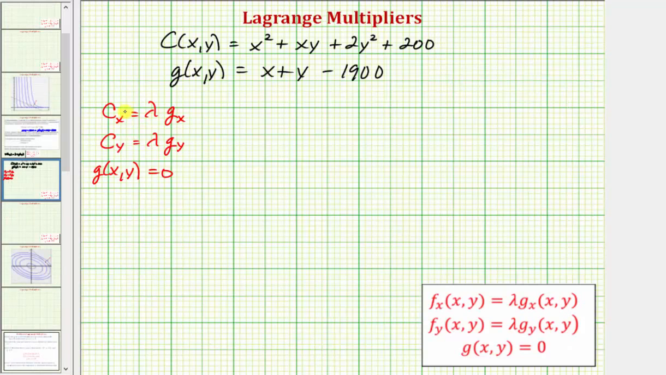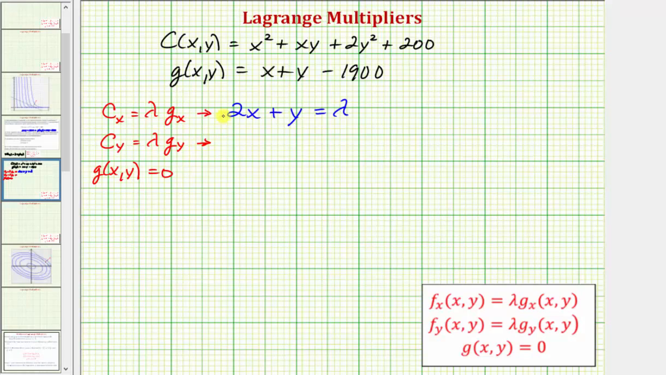So for our first equation, we'll have the partial of c with respect to x equals lambda times the partial of g with respect to x. So the partial of c with respect to x would be 2x plus y, because we're differentiating with respect to x, treating y as a constant. We have equals lambda times the partial of g with respect to x, notice how it would just be 1. So we can leave this as lambda.